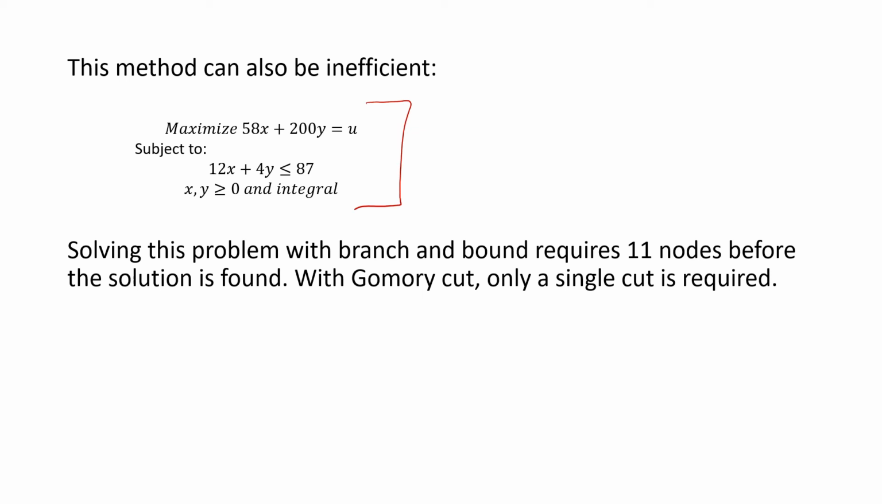So for instance, this is an innocent looking linear program, looks pretty simple. If you try to use the branch and bound operation on this, you're going to go through 11 nodes, a simple two variable problem, before the solution is found. With the Gomory cut, one single cut will give you the answer. So in this case, the Gomory cut is way more efficient than the branch and bound. But in other cases, the branch and bound is going to be more efficient than the Gomory cut.